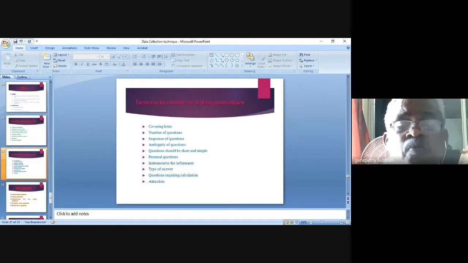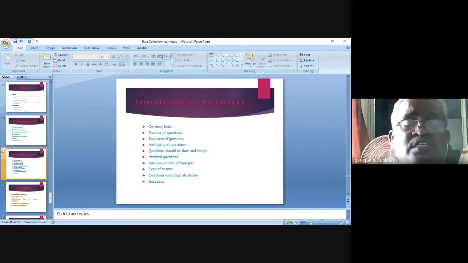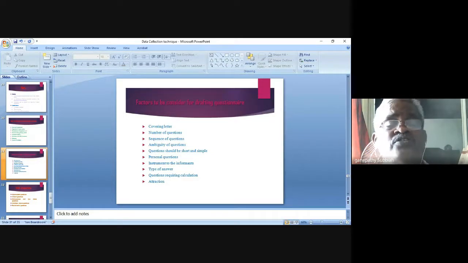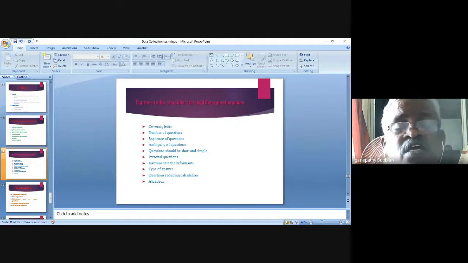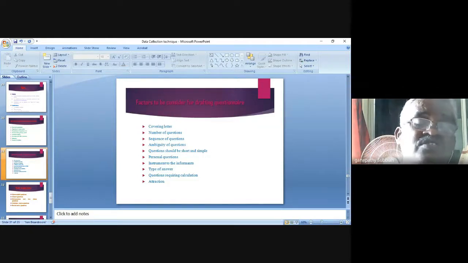Then questions should be short or simple. Each and every question in a structured questionnaire should be in a short form. The researcher poses the questions to the respondent in short form or simple nature. That is another important factor influencing the drafting of questionnaires.